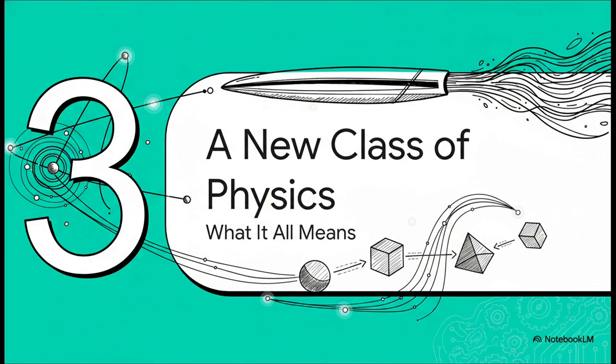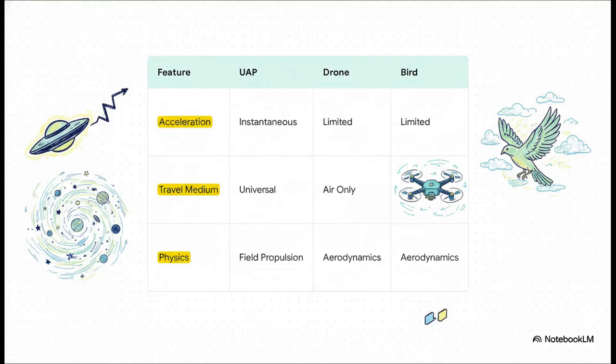Okay, so you take all 10 of these observables, you put them all together on the table, what do you get? What's the big picture? Well, you start to see a framework that points toward a fundamentally different understanding of physics and propulsion. This table really just brings it all into sharp focus.